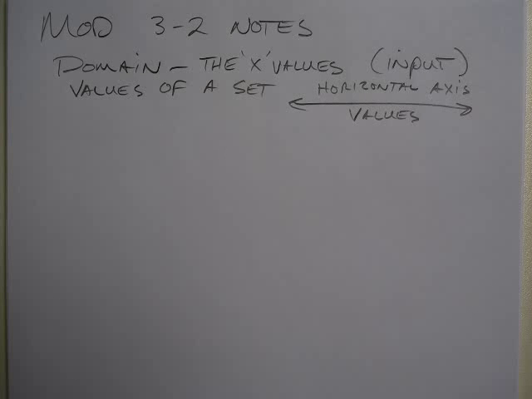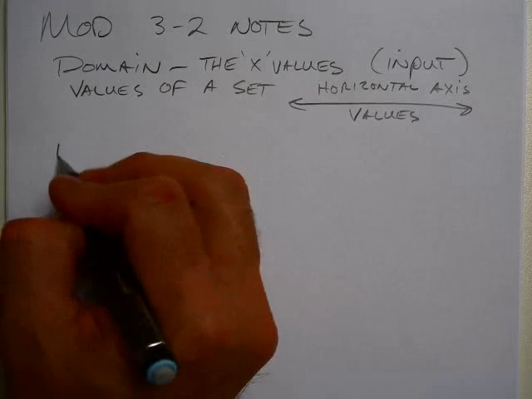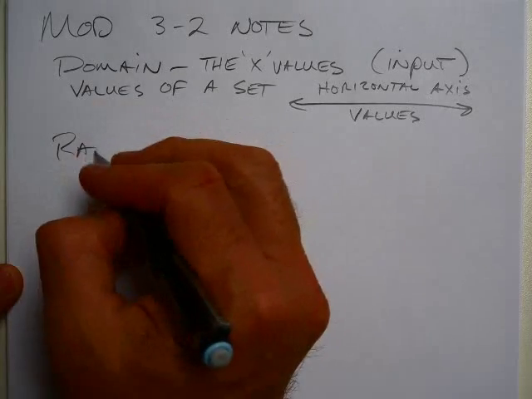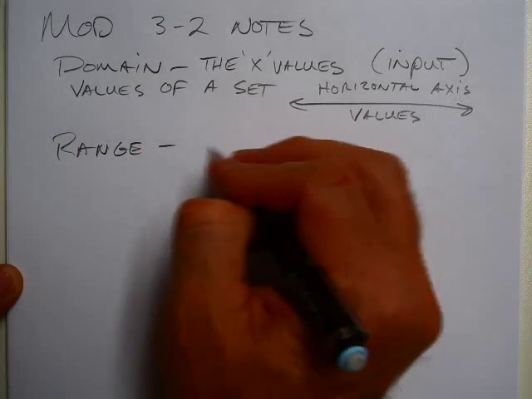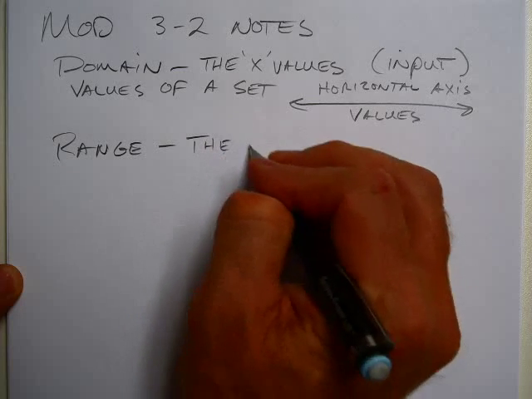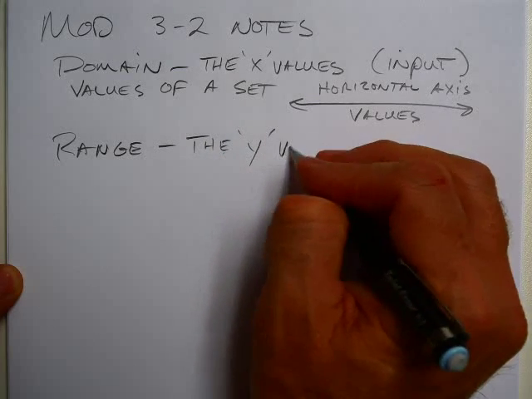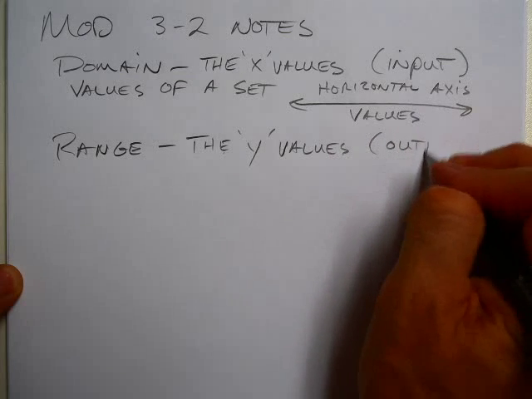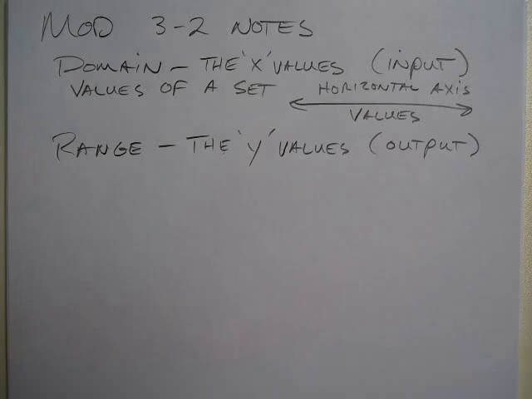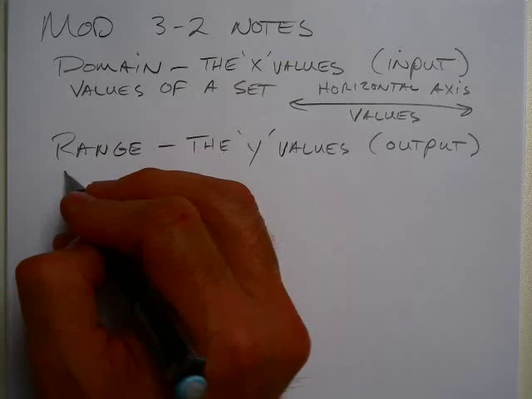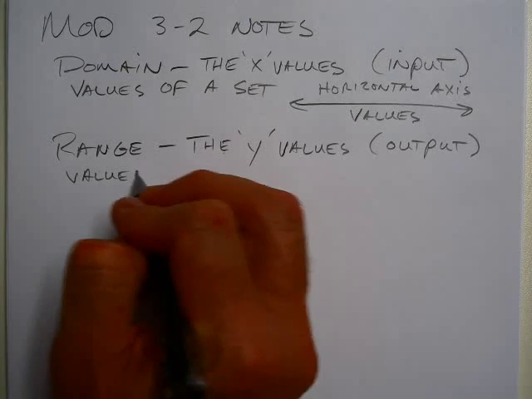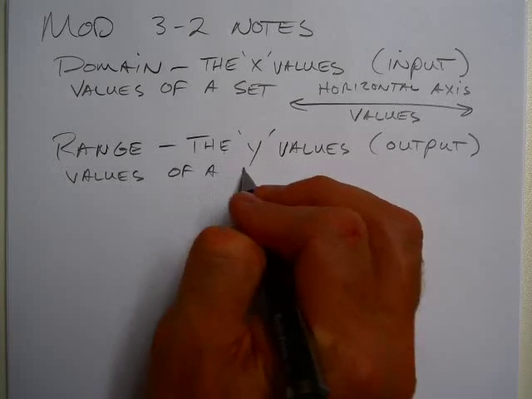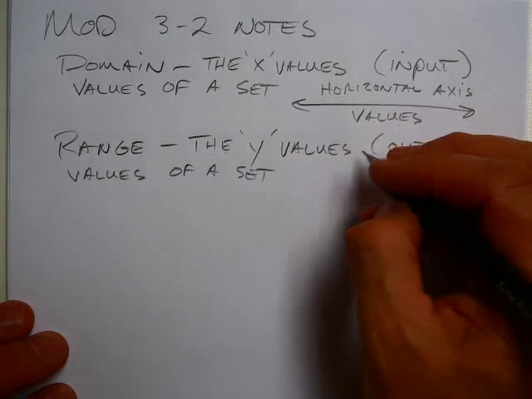Jonathan, you have a question? Range is y, right? Range is the y, right. They're the outputs, or the output values of a set. That's your up and down, yep.